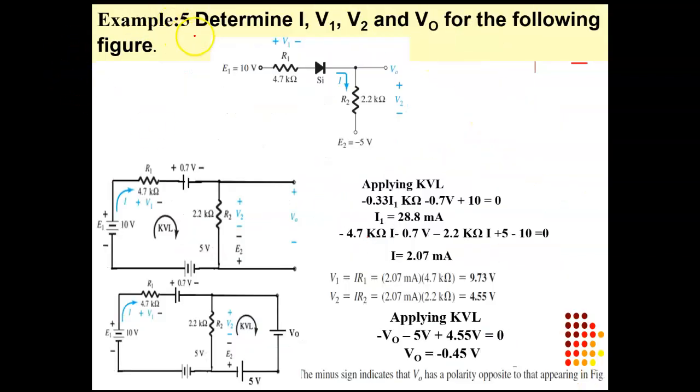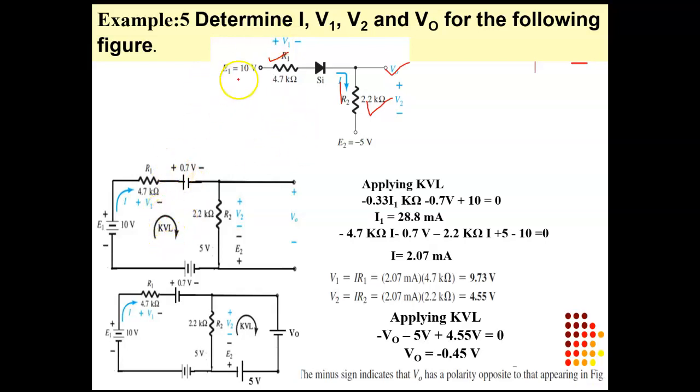Now in another example, determine what current I is here, and second thing V1 across this resistor, V2 across this output resistor, and V0 at this point. So these are the parameters we have to calculate in this circuit diagram. Before going to calculate, we can redraw the circuit diagram in this way.